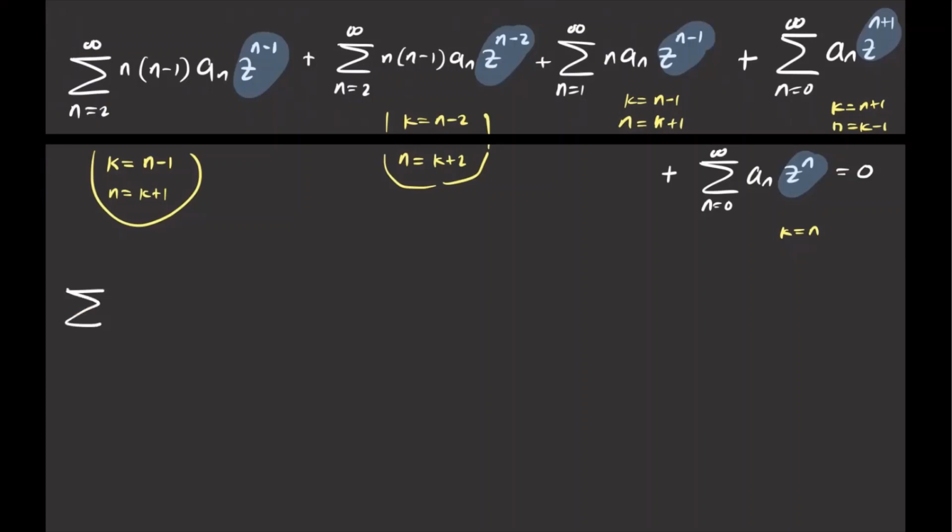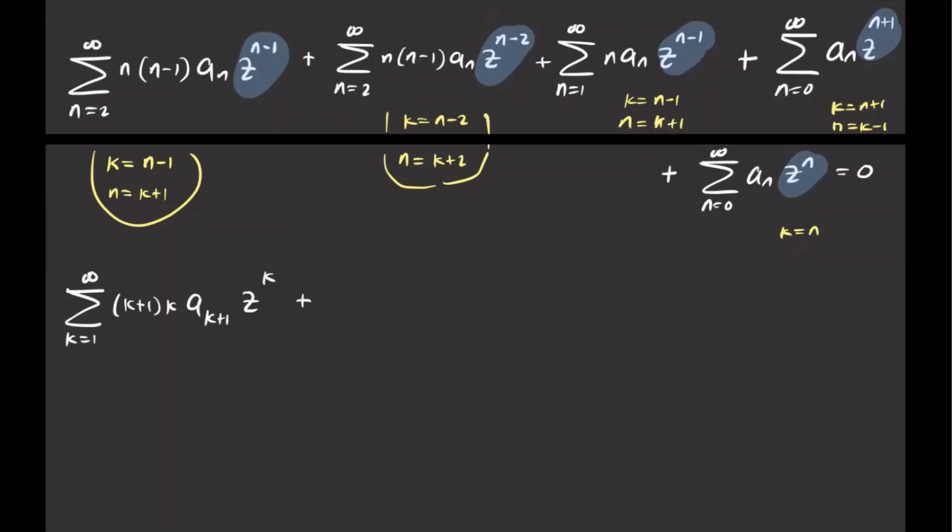Now, if n starts at 2, then that means k will start at 1 to infinity, and n is replaced with k. So this is going to be k plus 1, and then n minus 1 will simply be k. We have a sub n, which is again k plus 1. We have z to the power of k.